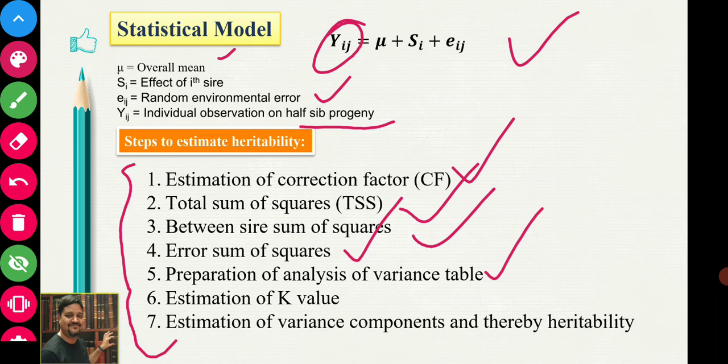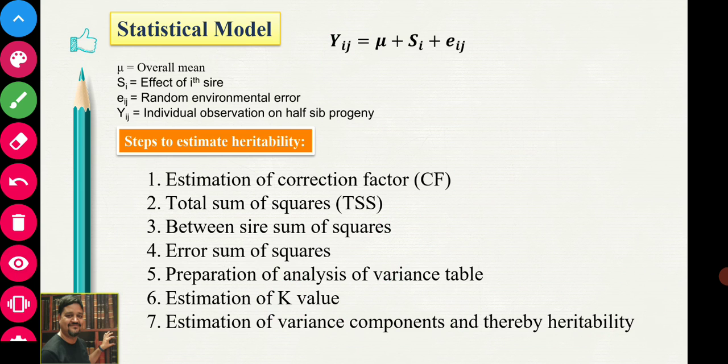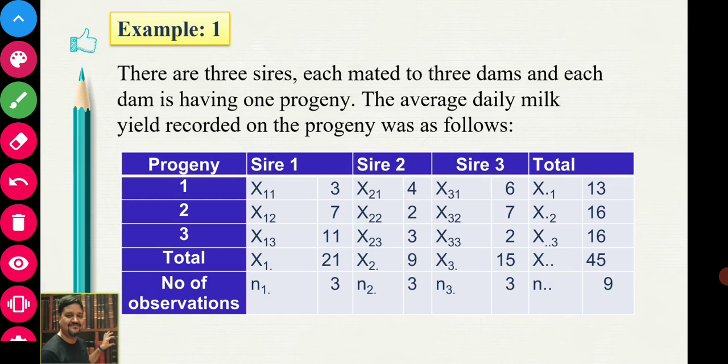The ANOVA table you have already prepared. Then estimation of the k value, this is important; we will be discussing what k is. Then estimation of variance components and thereby heritability. Lastly, you have to estimate the variance components, and you know the heritability. You have already seen that in the narrow sense it is VA by VP, that is additive genetic variance divided by phenotypic variance, whereas in the broad sense it is VG by VP, that is genetic variance divided by phenotypic variance. So this was about the statistical model.